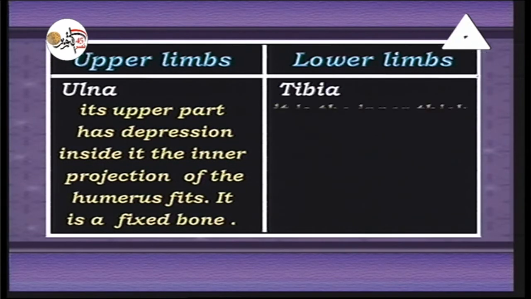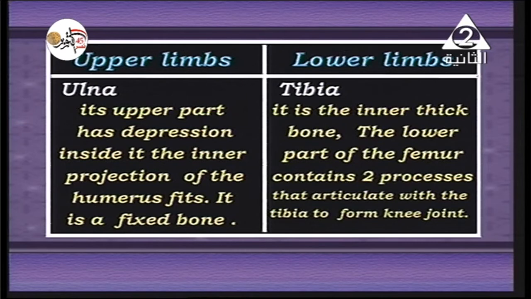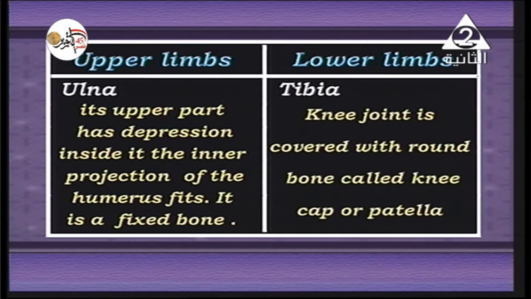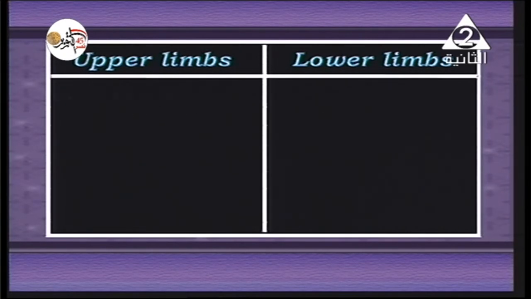While in case of tibia, it is what? Yes, the inner thick bone. The lower part of the femur contains 2 processes forming what? Articulation to form the knee joint. After that, we have here ulna and yes, radius. What about the tibia? The knee joint is covered with a rounded bone called kneecap or patella. Don't forget its name.